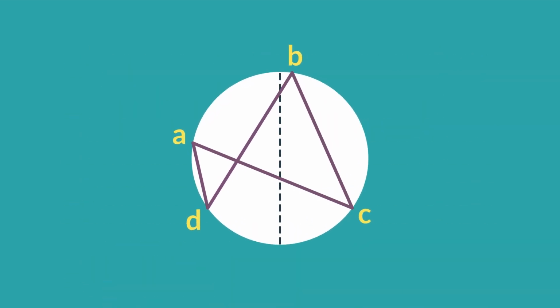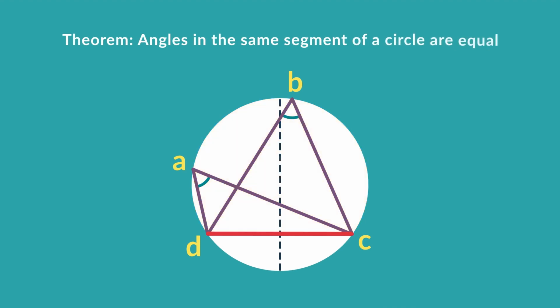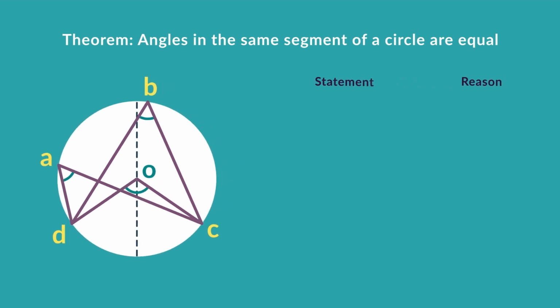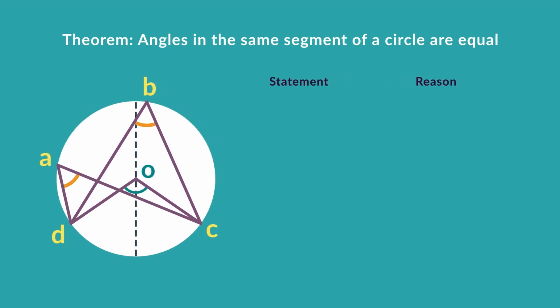Now for the next theorem. Angles in the same segment of a circle are equal. Remember, a chord divides the circle into a major segment and a minor segment. The angles have to be on the same side of the chord to be equal. We'll prove that angle A is equal to angle B. They are both subtended by arc DC.